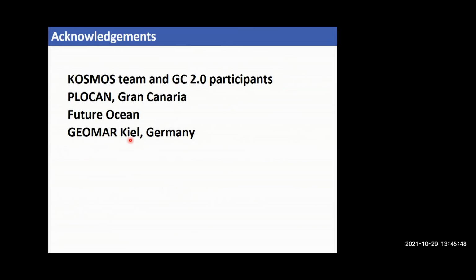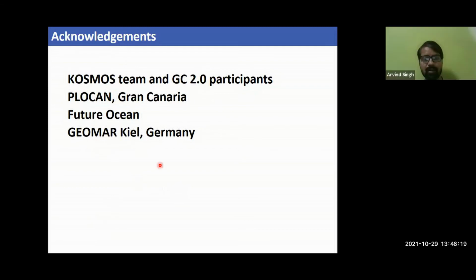Because this was a big teamwork, one person or a handful of people cannot do this work. So I would like to acknowledge the Cosmos team and the Gran Canaria GC 2.0 participants, because this was the second mesocosm we did in Gran Canaria. And then of course Plocon for all the facilities they have provided in Gran Canaria, Future Ocean for funding my postdoc, and of course GEOMAR for everything. So I would like to stop here, and I hope I was able to explain. I was not in too much of a hurry.